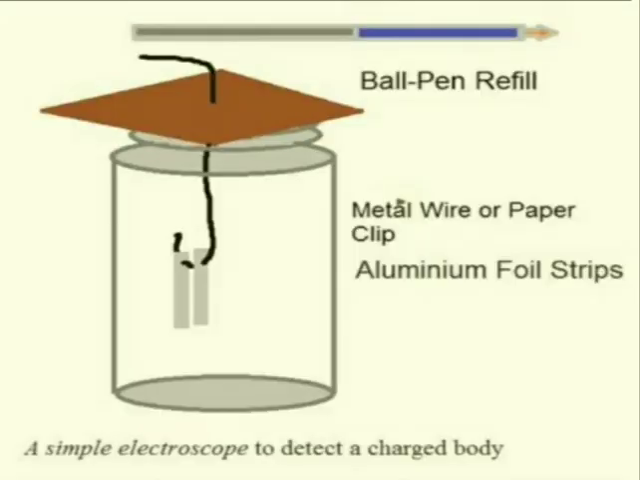Take an empty bottle. Take a piece of cardboard slightly bigger in size than the mouth of the bottle. Make a hole in it so that a metal paper clip can be inserted. Open out the paper clip. Cut 2 strips of aluminum foil about 4 cm and 1 cm each. Hang them on the paper clip. Insert the paper clip in the cardboard lid as you can see here.